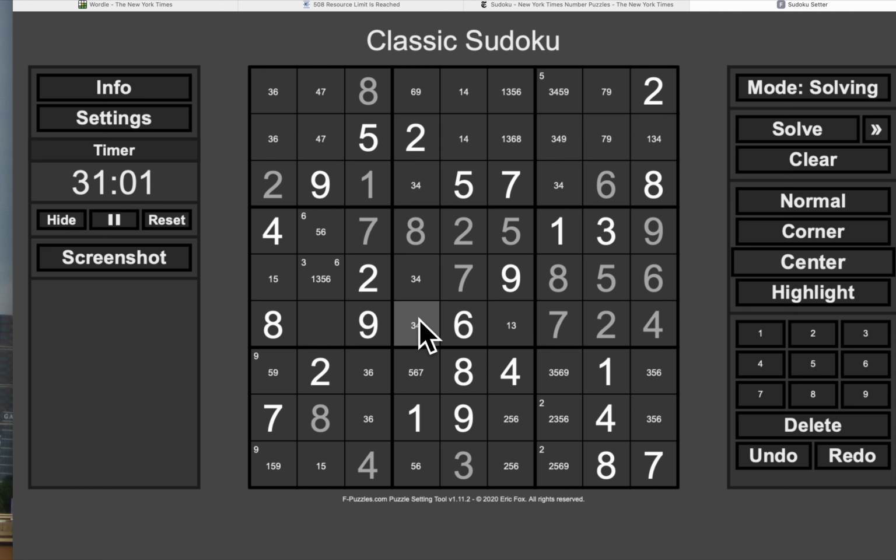I can't have a 3, 4 pair in 3 different places in the same box because 2 of these cells are going to have a repeated 3 or 4.